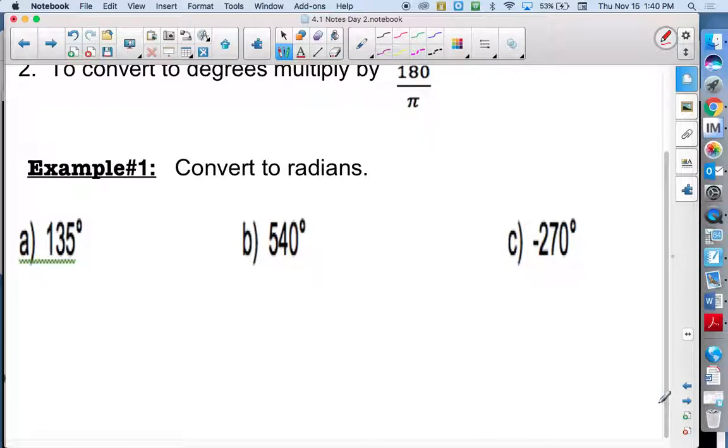So if we have 135 degrees and we want to convert it to radians, that means we want the radian in the answer. That's the pi part. So a radian is a value that usually contains pi. We want to get the degree out of it, so we'll divide it by 180. All right, so this is a little tricky. 135 and 180. We need to think of something that they have in common.